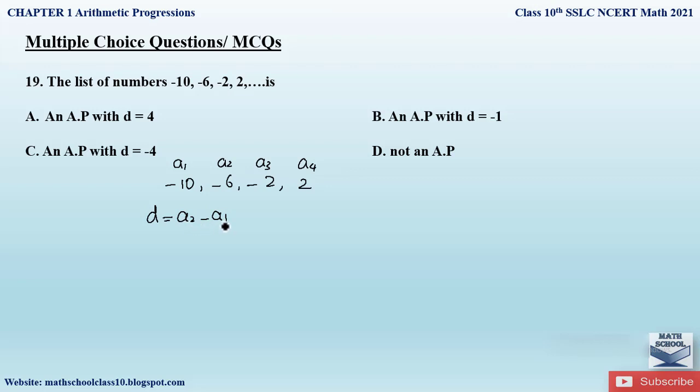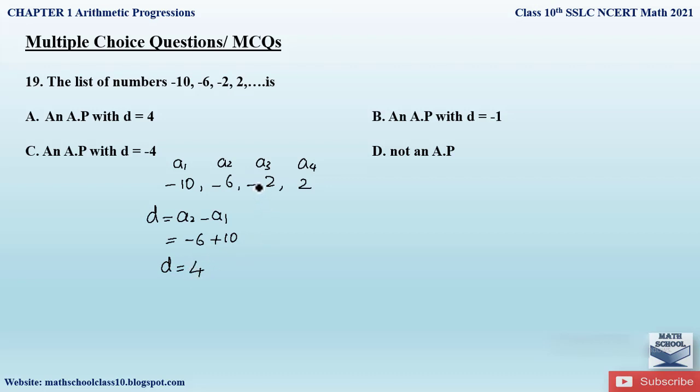Always when you find out the common difference, we have to take the higher number minus the lower number. So we are taking A2 minus A1. Here A2 value is minus 6, minus of A1 is minus 10. So minus and minus will become plus 10, or D is equal to 4.